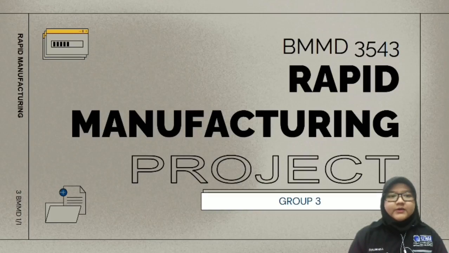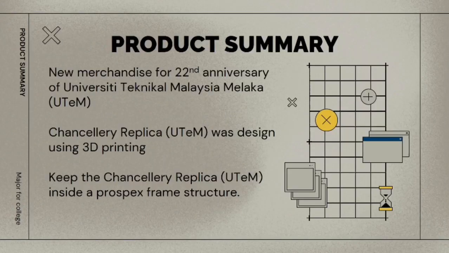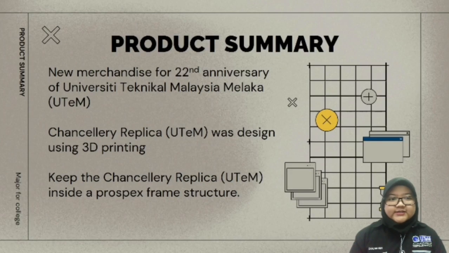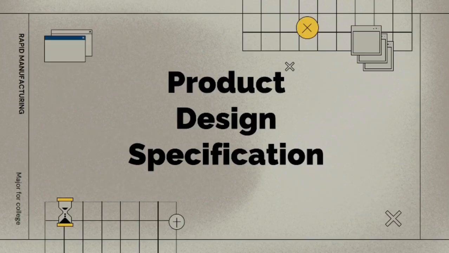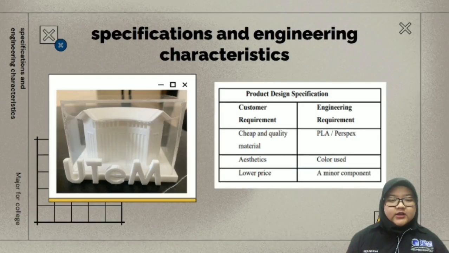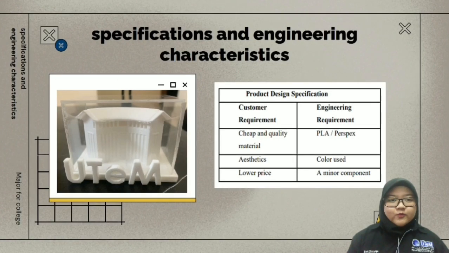Today I will present about our project. Product summary. Our group decided to make a Canselori replica. Product design specification. For our characteristic and specification, we decide to produce a cheap and quality product. We are using PLA and Prospect.